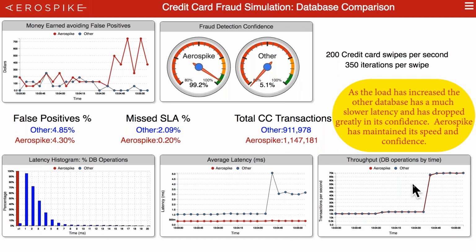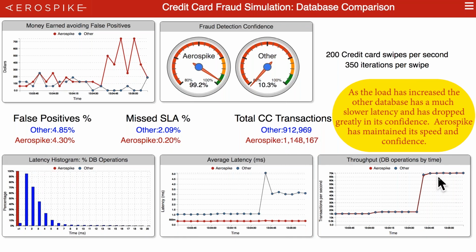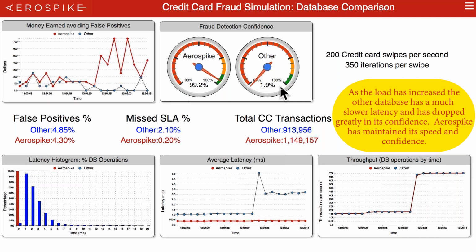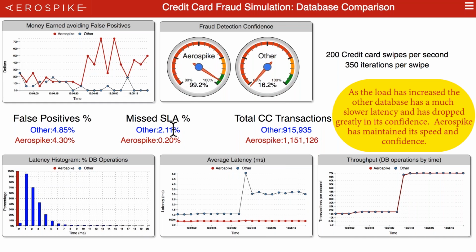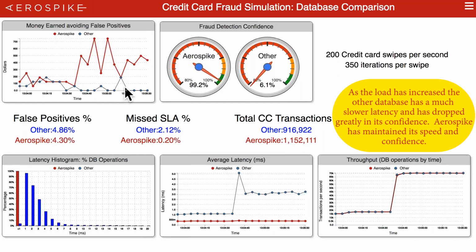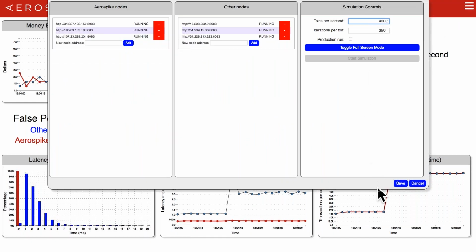We also see that the throughput can be handled evenly. Both databases are handling the same throughput. However, we notice that the confidence factor has gone down considerably. It's less than 80% for the other, and the reason for that is because they are now missing SLAs. The more they miss SLAs, the more their confidence factor is affected, the fewer false positives they end up finding, and the fewer dollars they end up saving.